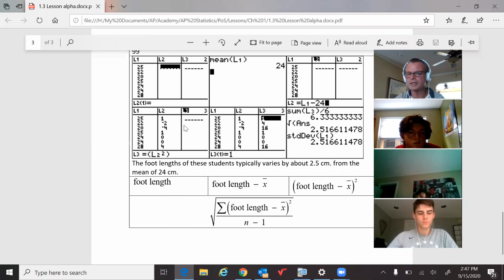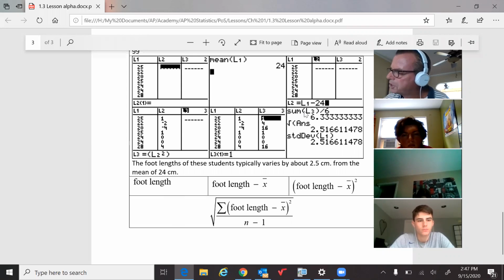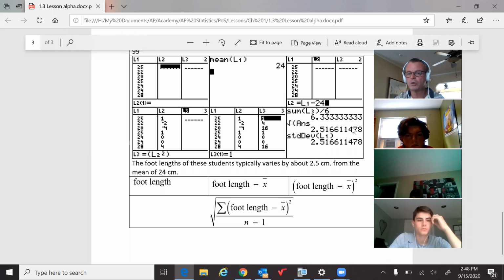So I said list 3 is list 2 squared. And then the sum of list 3, the sum, which is on second stat math, but if you don't remember that, you find it in the catalog, divided by 6, which is 1 less than the data set, because we're doing the sample standard deviation. We have to take the square root of that because we squared it in list 3, and we get this number, about 2.5.